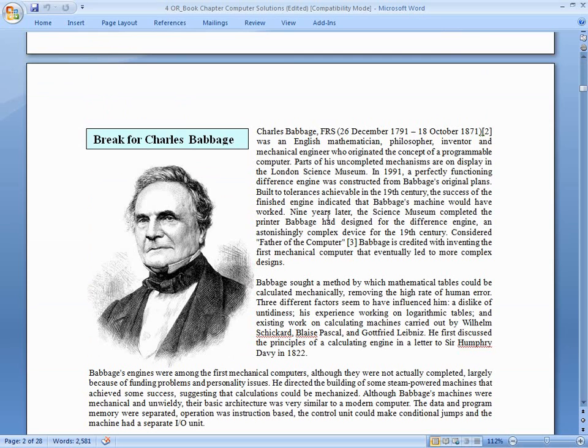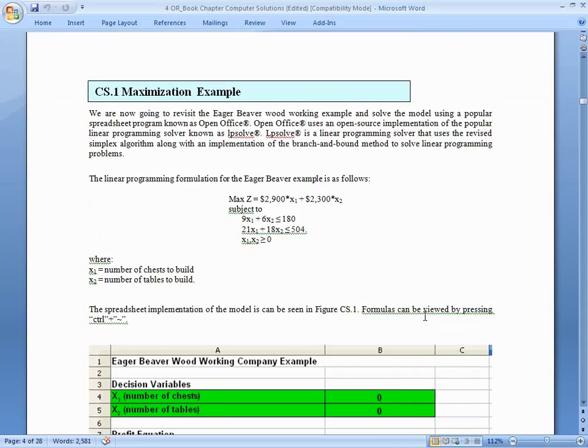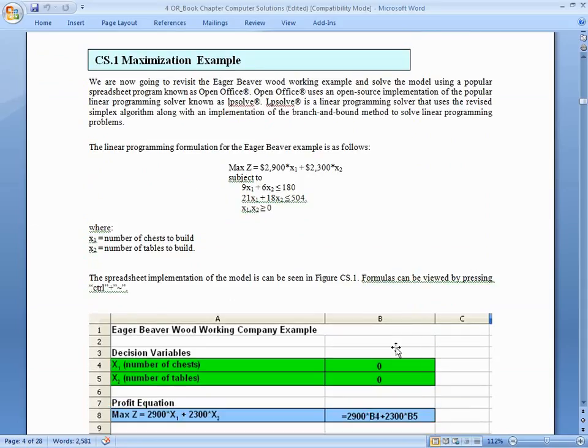Here's an example we worked on in class. I did the graphical method, Eager Beaver woodworking shop. Okay? So, let's take a look and see how we would solve one of these.